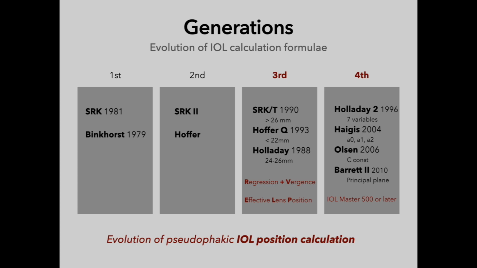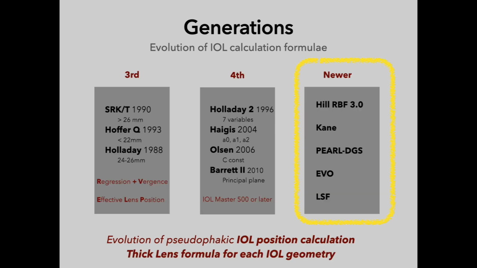Fourth-generation formulas, Holladay 2, Haigis, Olsen, Barrett 2, were developed to overcome limitations of third-generation formulas, which used simple Gaussian optic thin lens theory. Holladay 2 used 7 variables. Haigis used 3 constants. Olsen used ray tracing for the C constant. Barrett 2 used the principal plane concept with a thick lens formula. Even with complex formulas, every human eye was not reliably predictable by the eye model.